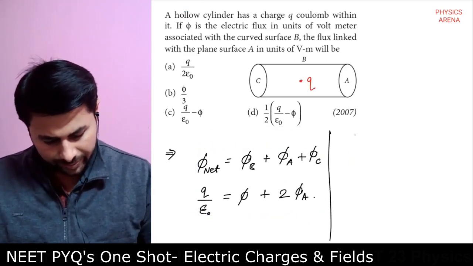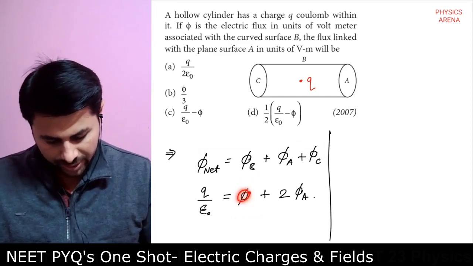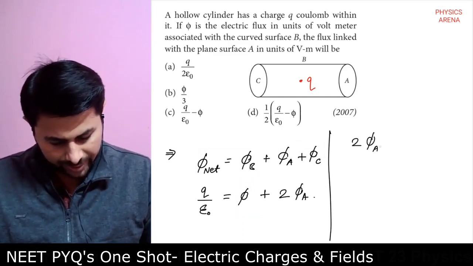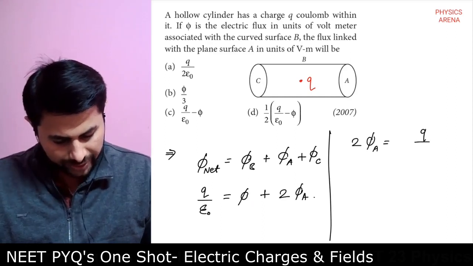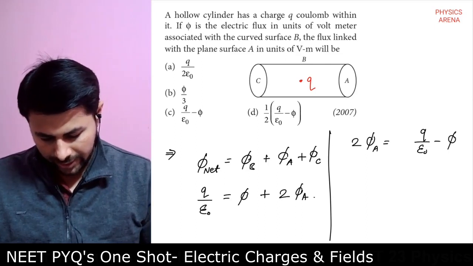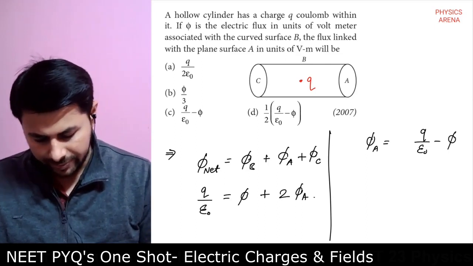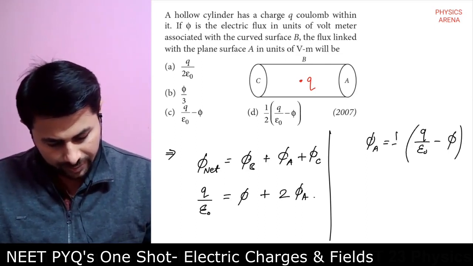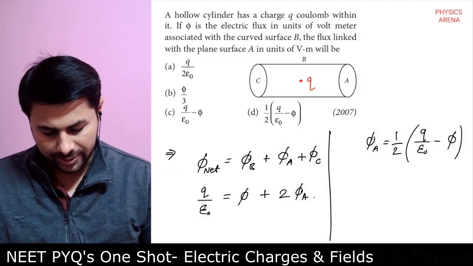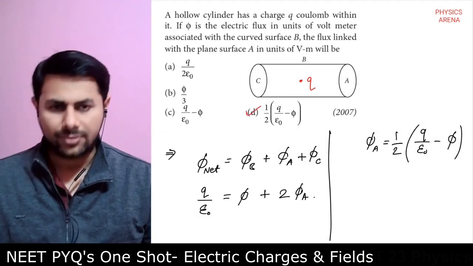What will be phi A? So we can take this phi on the other side. So we get 2 times phi A equals q divided by epsilon naught minus phi. And we can take this 2 on the other side. So we get half of q divided by epsilon naught minus phi. This is the answer. Option D is the answer.